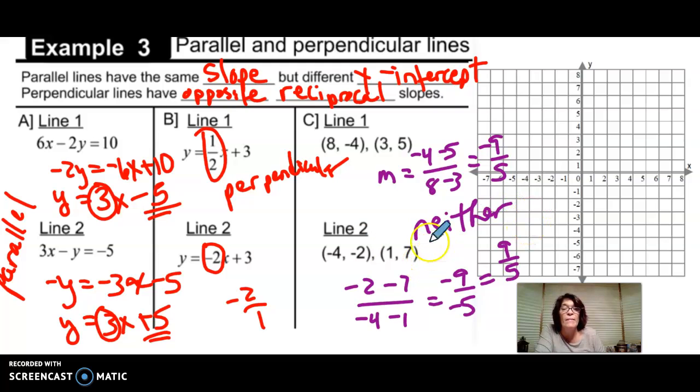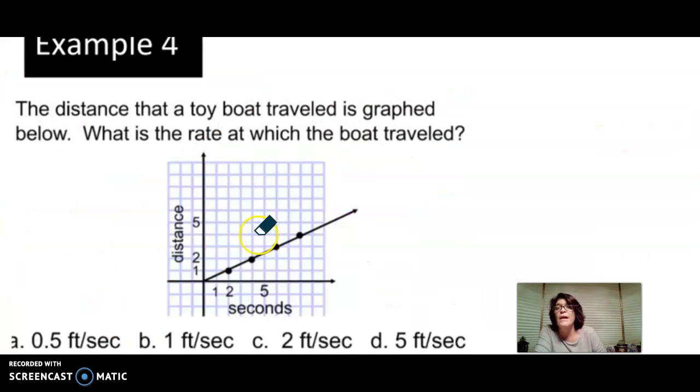Okay? So parallel will have the same slope. Perpendicular will have opposite reciprocal slopes. And sometimes they're neither. They're just two lines that intersect, but they're not perpendicular. All right, so you just look at the slopes and compare them for that.